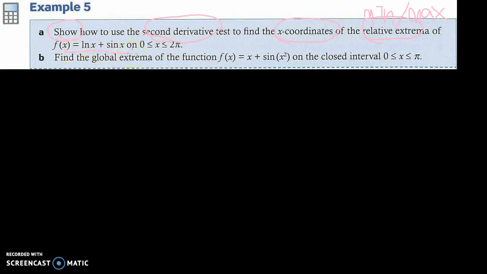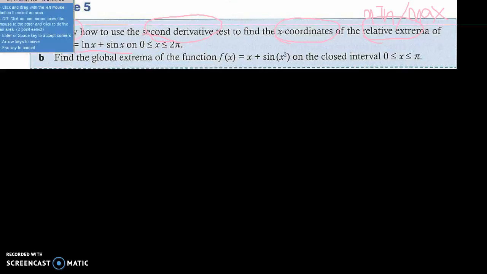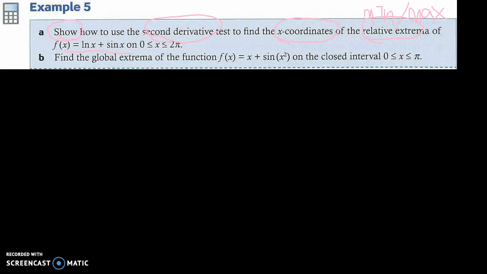Okay. So when they say show, that means that we need to show the workings. So even though we can use our GDC, still we must show our workings. Okay. Let's get started then. So here we need to find the x coordinate of the min or the max.